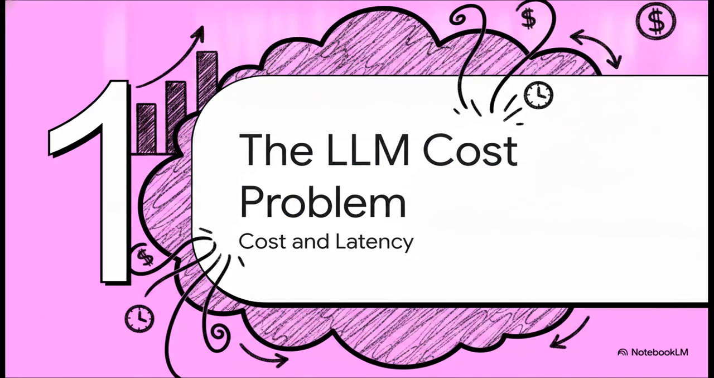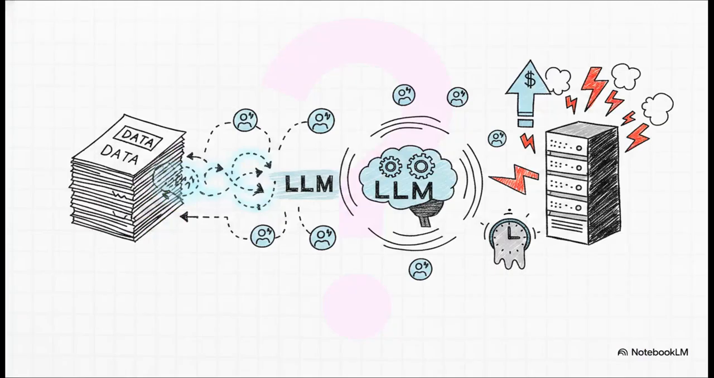The LLM cost problem. Let's start with the primary pain points of building AI applications right now. I want you to imagine for a second sending the exact same massive document, let's say a 50-page company policy, to an LLM over and over and over again. Every single time a user asks a question, the model reads the entire document completely from scratch. Just think about what that kind of redundant computation does to a system when you're trying to scale.